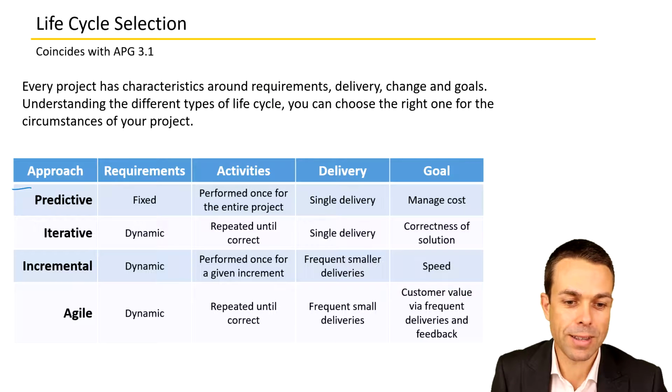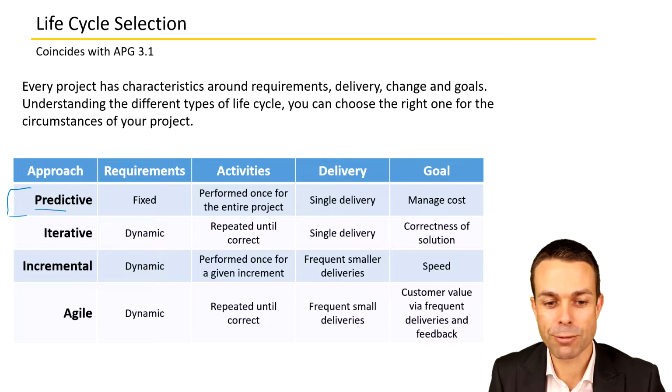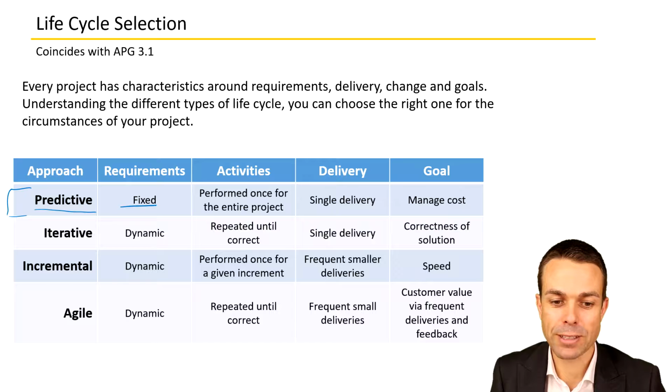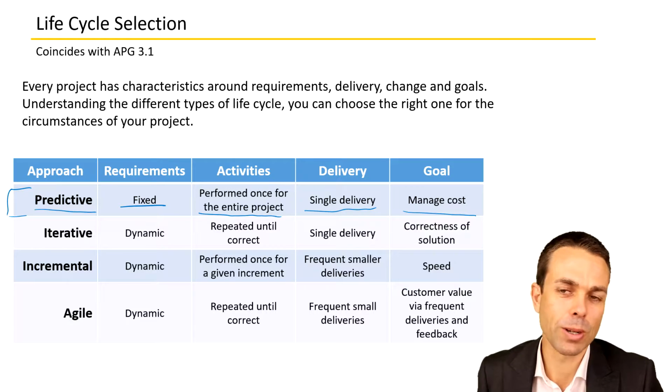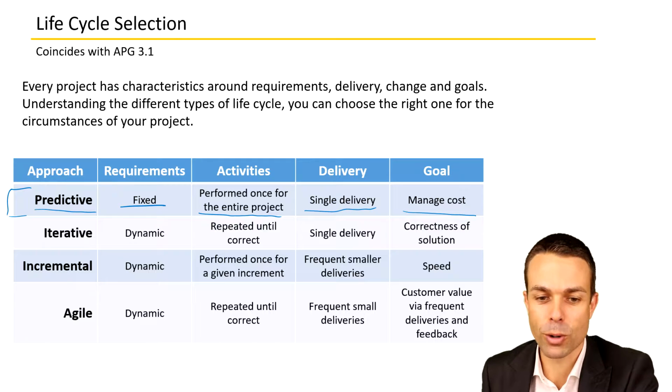So we've got our items down the left-hand side, and the first one is predictive, where the requirements are fixed. So we know very clearly what our requirements are going to be. The activities are performed once for the entire project, so they go along that nice, straightforward approach. It's a single delivery right at the end, and the main goal is to manage the costs as we're going along this single file process.